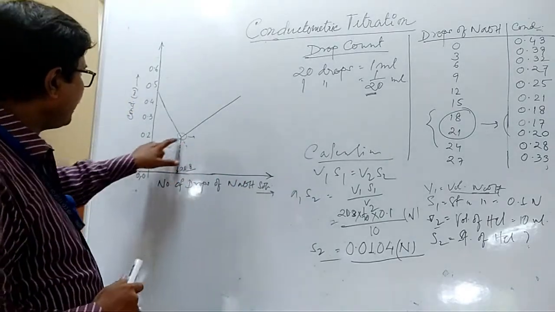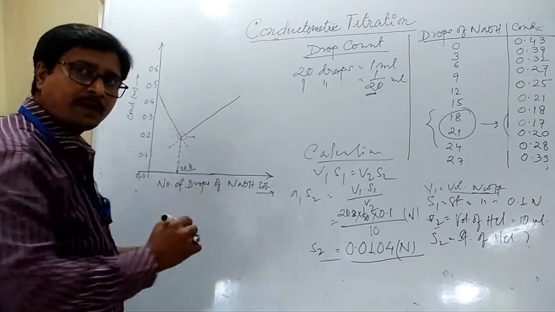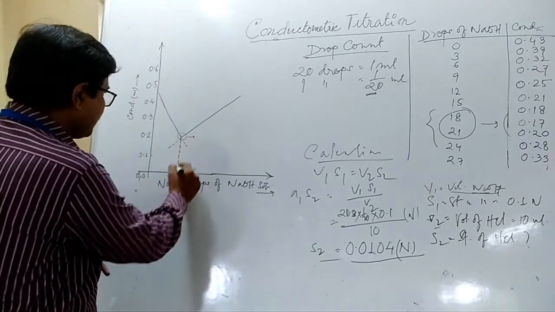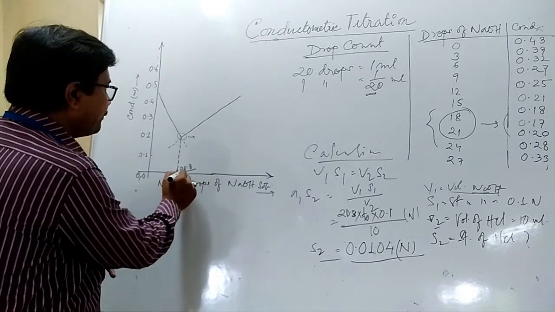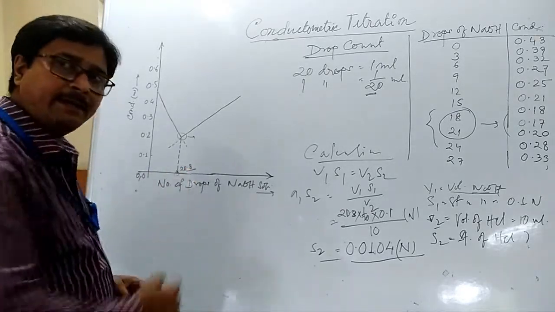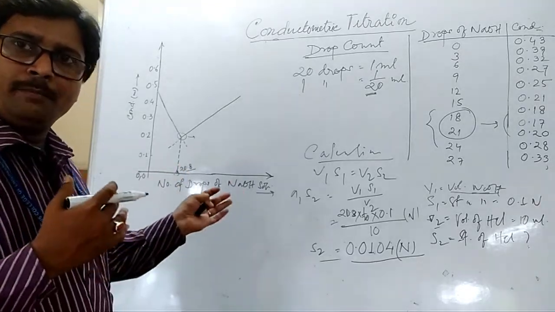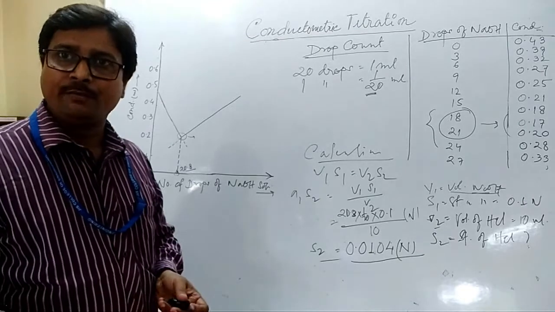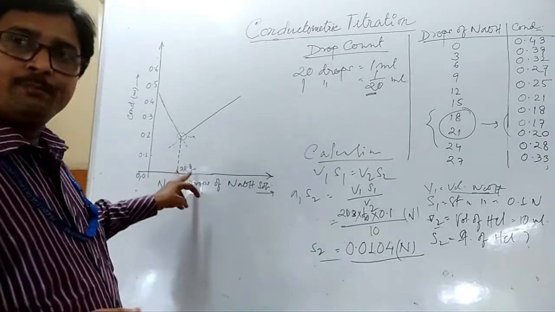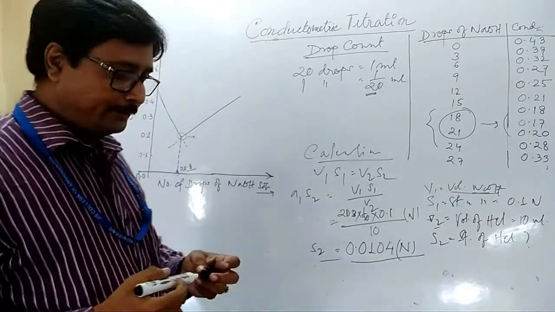Now the intersection is the neutralization point. If we draw a perpendicular line to the x-axis like this, it is considered the end point. So from the graph, we will get the endpoint. Suppose it is 20.8. Maybe whenever you plot the graph yourself, it is different. Whatever value is there, that is your endpoint. Now go to the calculation part.